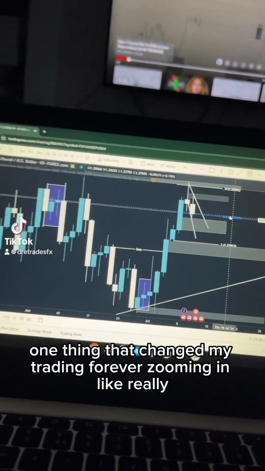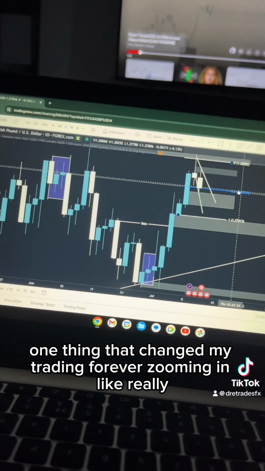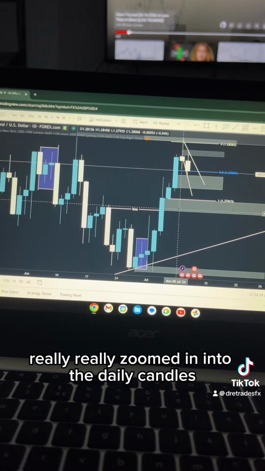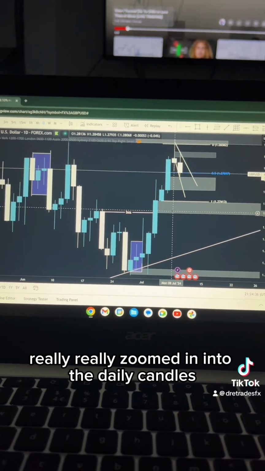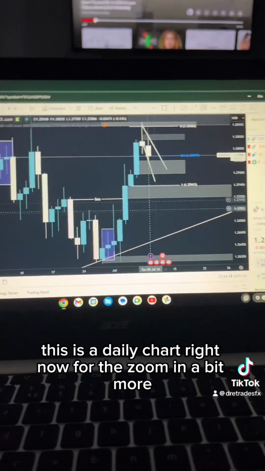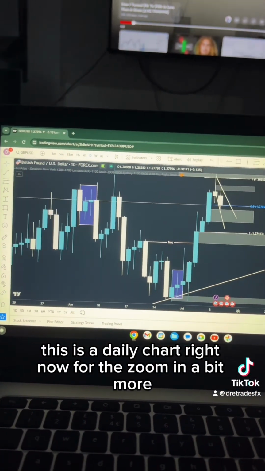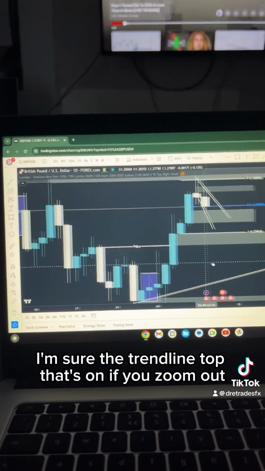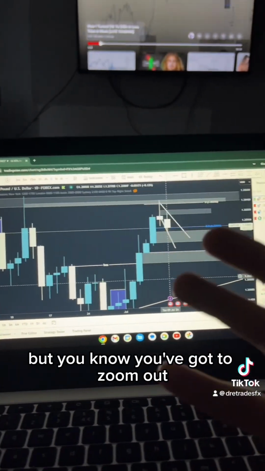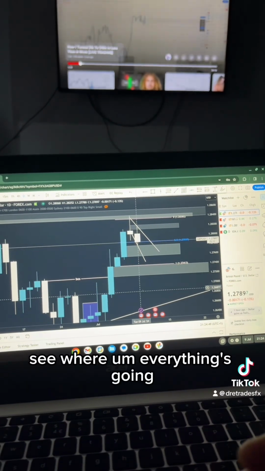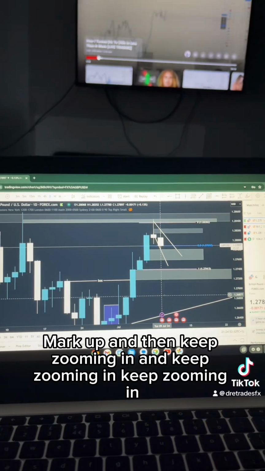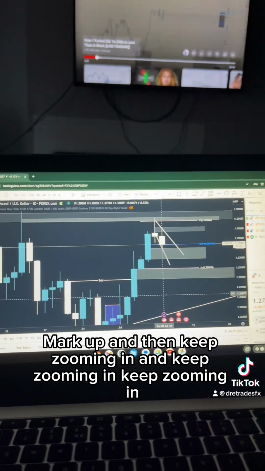So boys, one thing that changed my trading forever: zooming in, really zooming in into the daily candles. This is the daily chart right now. If we just zoom in a bit more, you see the trend line top. If we zoom out, you've got to zoom out, see where everything's going, mark up, and then keep zooming in, and keep zooming in, and keep zooming in.